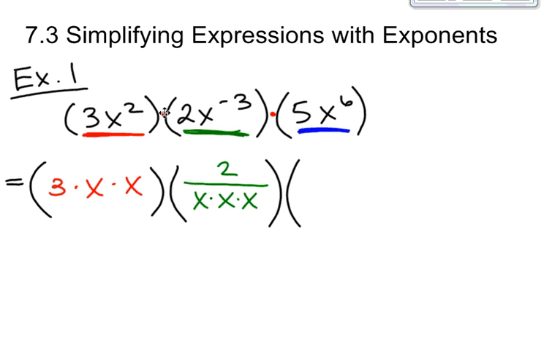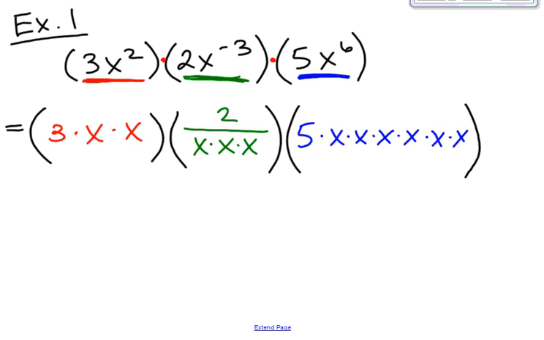Then our last one in blue is 5x to the 6. So that means a 5 and then 6 x's. Okay, so we've broken each of these down. Now we're going to bring them all together. I know that you have these fractions, so if you want to think of the red as over 1, and also the blue as over 1, you can do that if you want to. You don't have to.